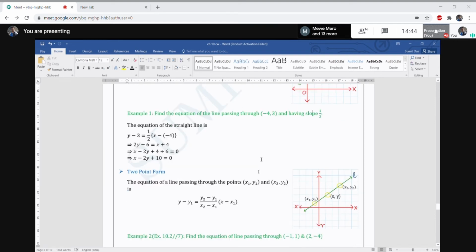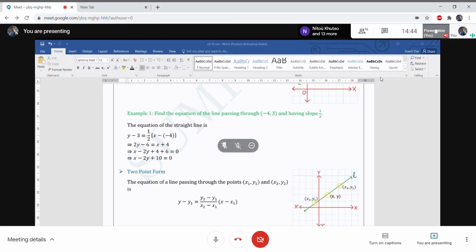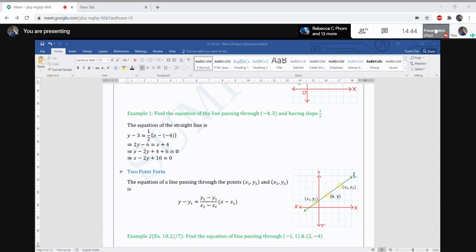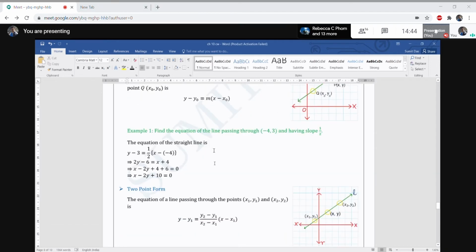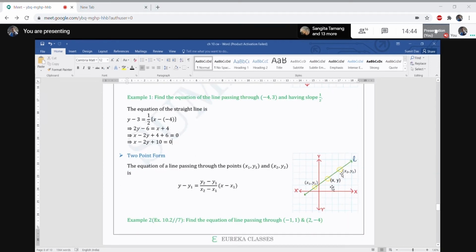Okay, now if any doubt regarding this first form, please let me know. Any doubt regarding this point slope form? This name is point slope form. Any doubt? Okay, fine. I don't think any doubt.